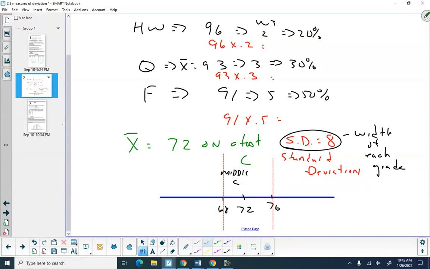These are C's. I go 8 more to this, I get up to 84. From 76 to 84, these are B's. Above 84, these are A's. If I go down in this direction, down to a 60, these are D's. Below 60, these are failing grades.